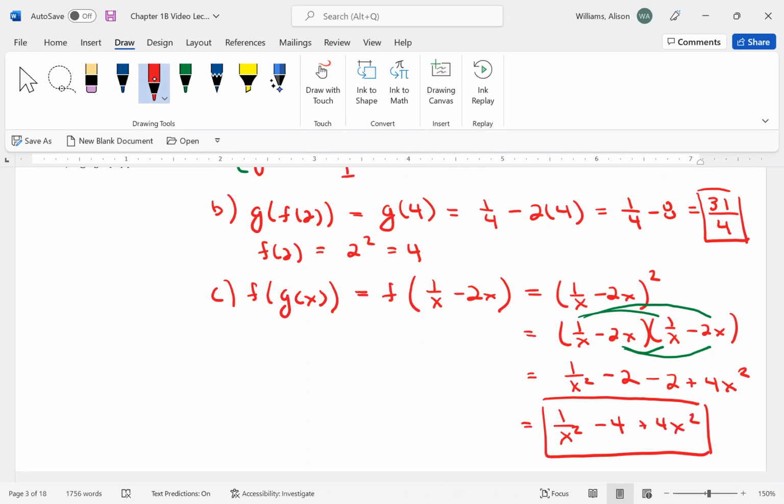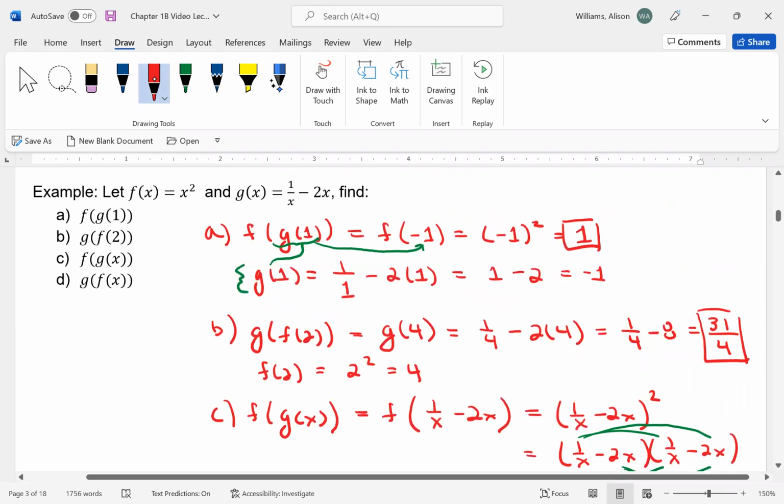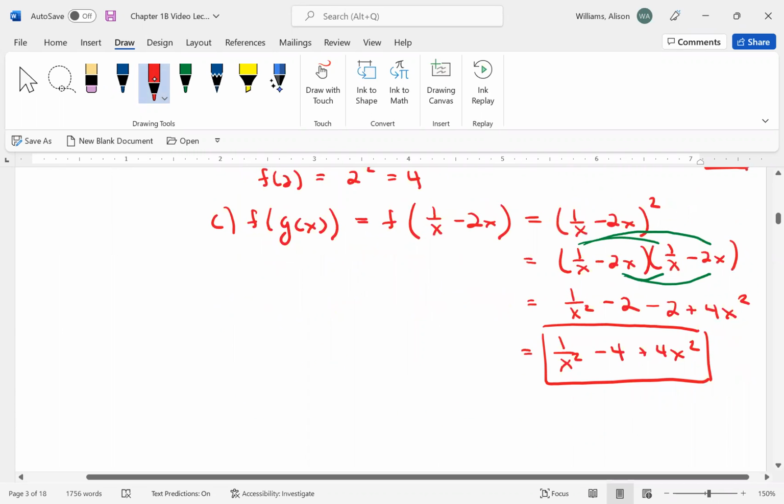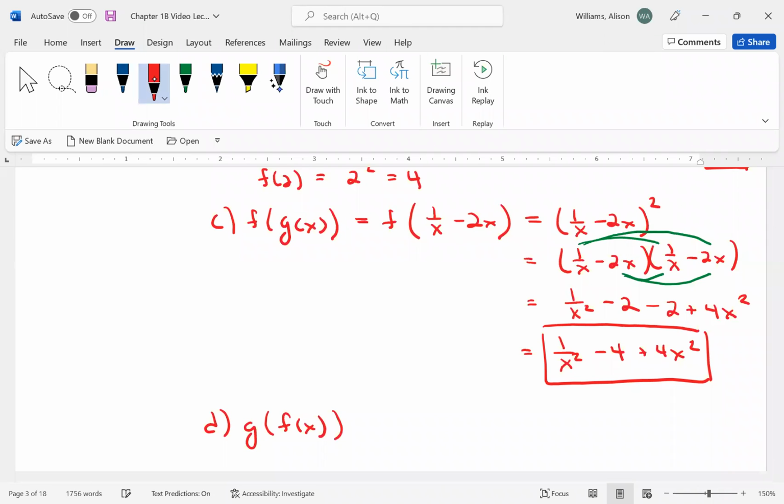Now they want us to go the reverse way. So this time we're going to plug x squared into g of x. All right, so let me write that down. So g of f of x means we're plugging in x squared, which means we're going to have 1 over x squared minus 2x squared.